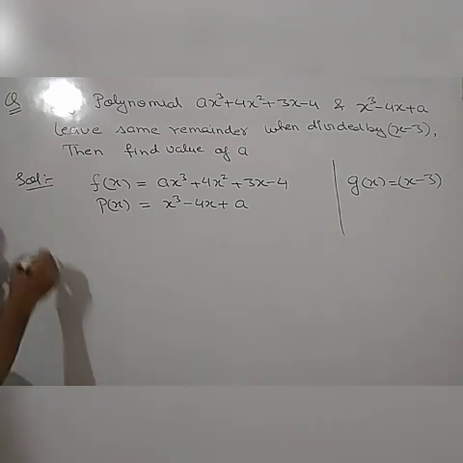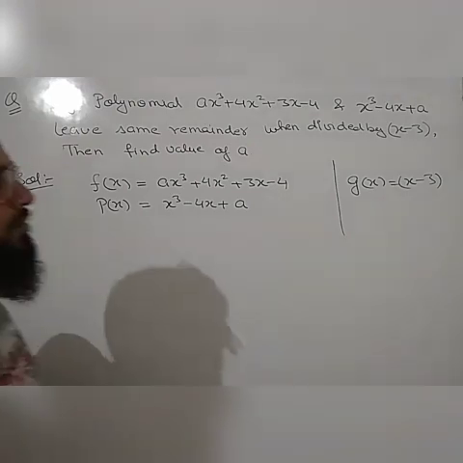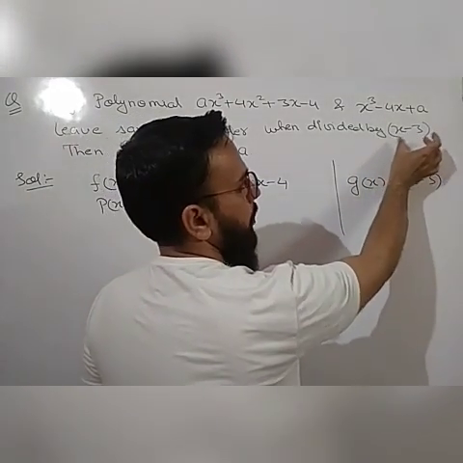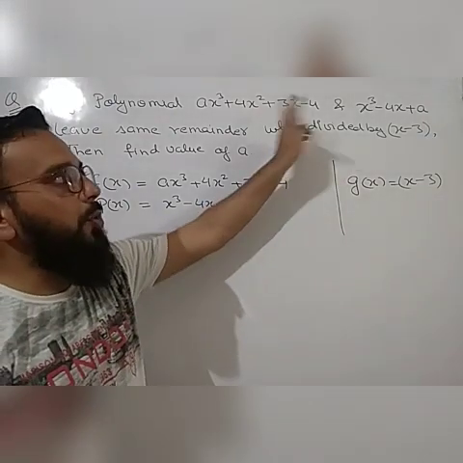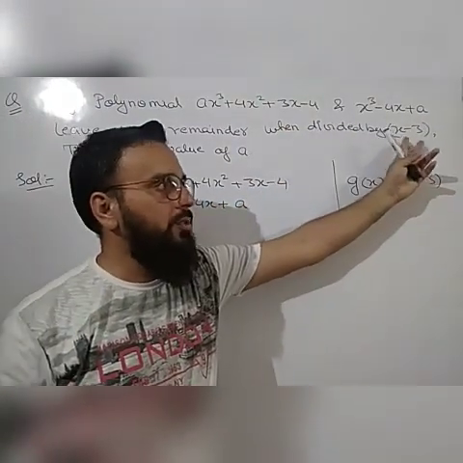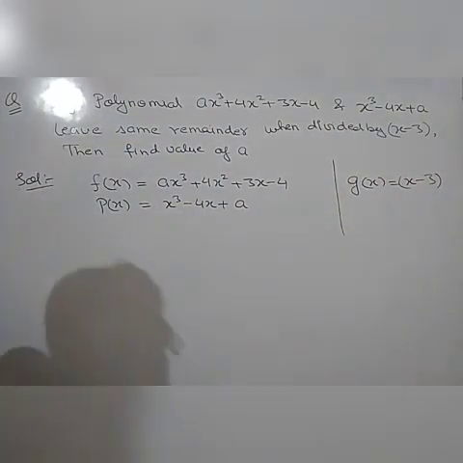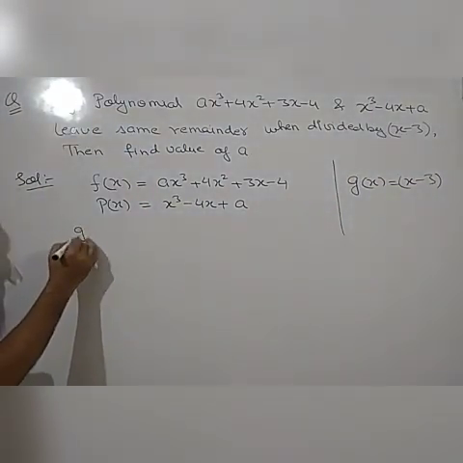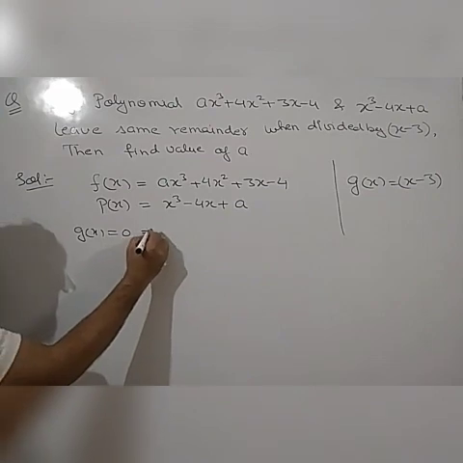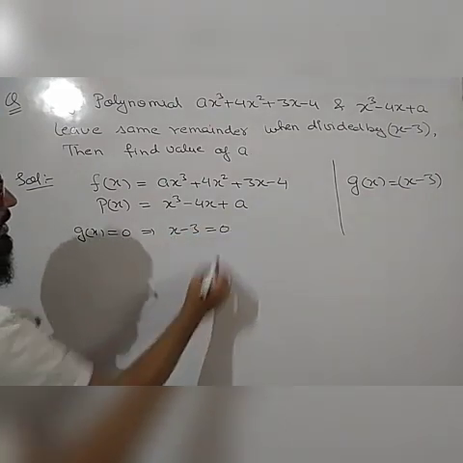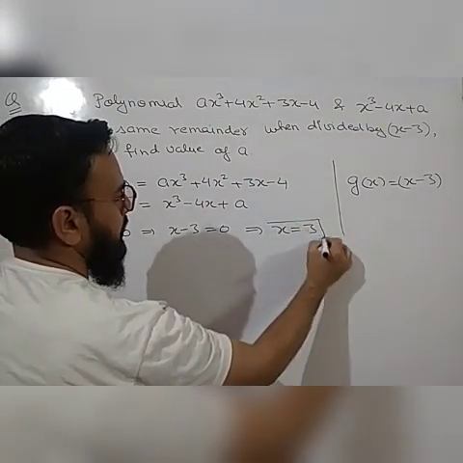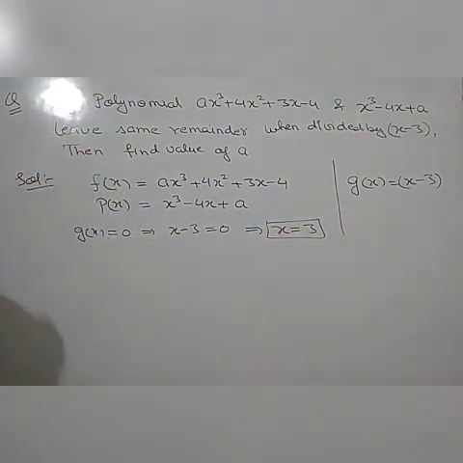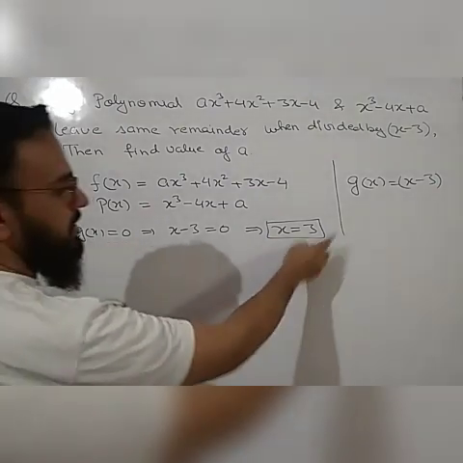Okay. Now, first what will we do? We have to put the polynomial by which we have to divide the two polynomials equal to 0. So when we put g(x) equal to 0, we get x minus 3 equal to 0. It means we get the value of x equal to 3. Okay. So we get the value of x which is equal to 3.